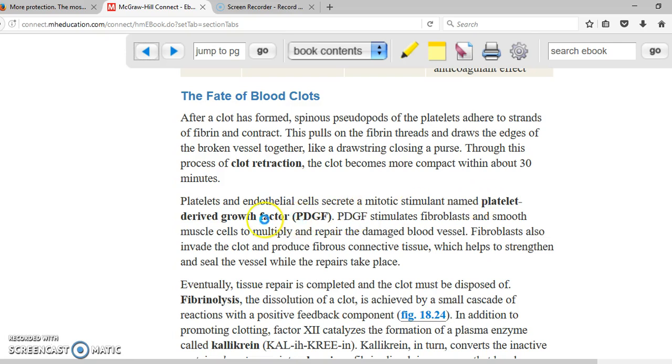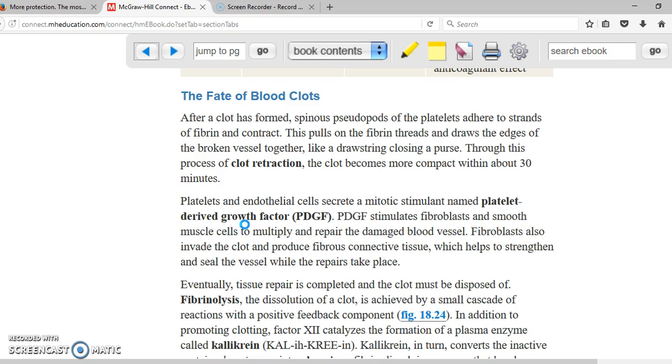Platelet and growth factor. Why? Because they will stimulate the fibroblasts as well as the smooth muscle cells in your blood vessels to multiply and repair the damage that happened in the blood vessel. So what happens with this is that eventually you are going to repair the area that was damaged because you're going to release the platelet-derived growth factor. So once that happens, you actually have to get rid of the blood clot.